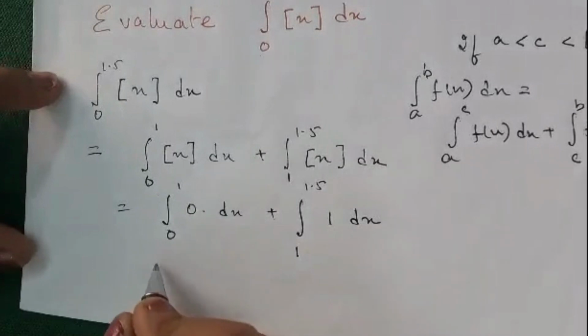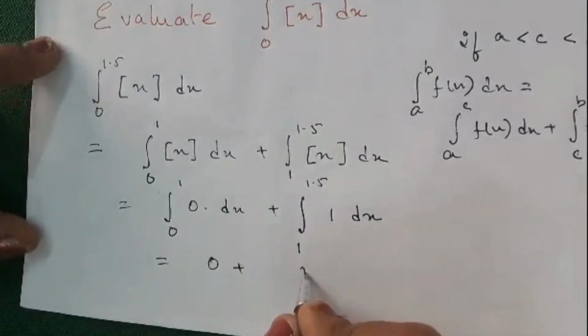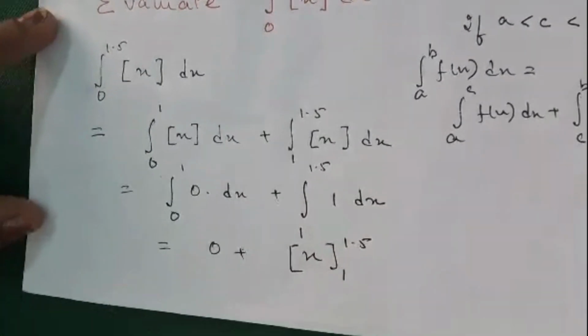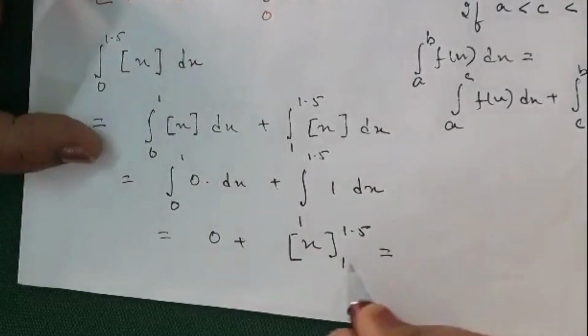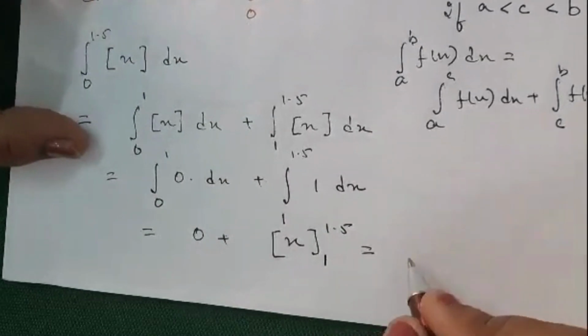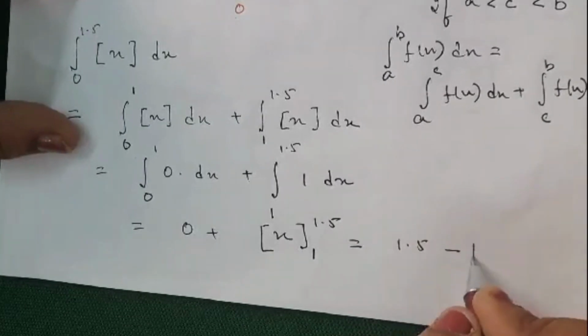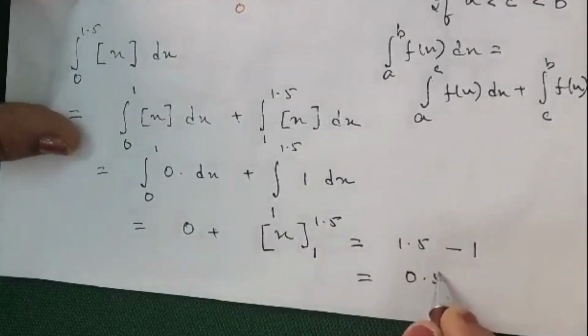Now integration of 0 is 0 and integration of dx is x, and we put the limit 1 to 1.5. And according to the fundamental theorem, we substitute the upper limit in place of x minus the lower limit, which gives us 0.5.